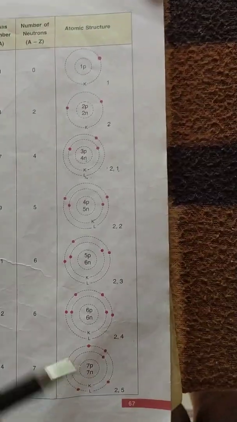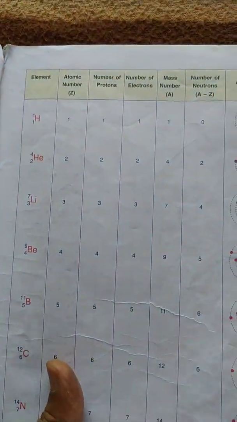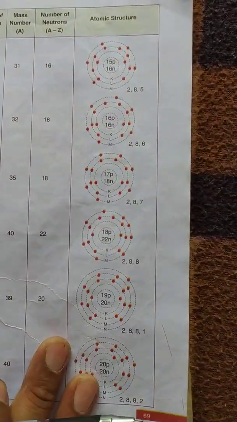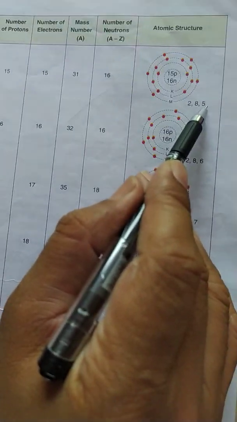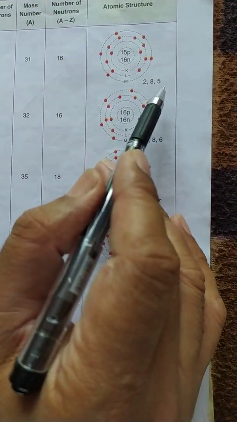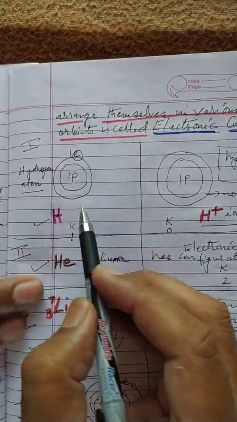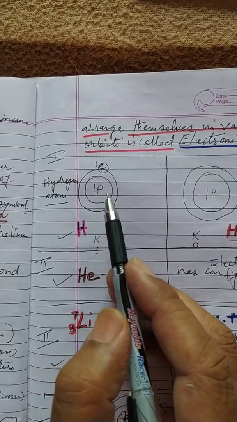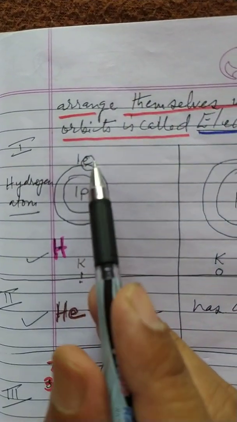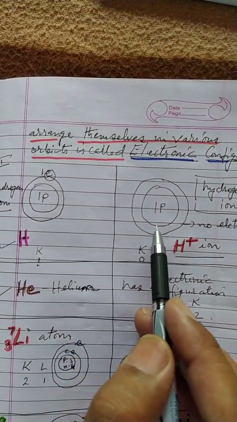Now children, you will have to do an assignment. You will have to make all these in your chemistry notebook so that you will know how the electronic configuration of each atom is arranged. Now children, let us quickly look at what is a neutral atom, where the number of electrons and number of protons is equal, and what is an ion.